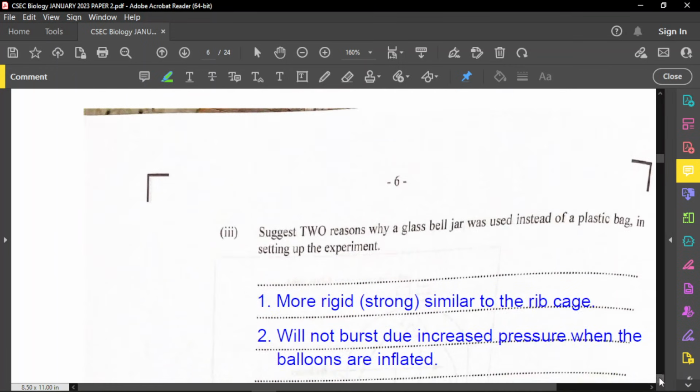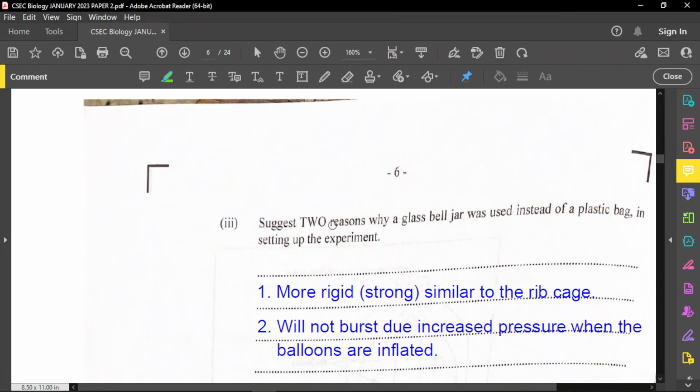All right, and so in section 3, it says suggest 2 reasons why a glass bell jar was used instead of a plastic bag in setting up the experiment. And of course, a plastic bag is very, very soft, thin, and all of that, right? So one major thing is that the bell jar is more rigid and stronger, and it's similar in terms of mimicking the rib cage. And the second reason is that it will not burst due to increased pressure when the balloons are inflated. And it will also not collapse as well.